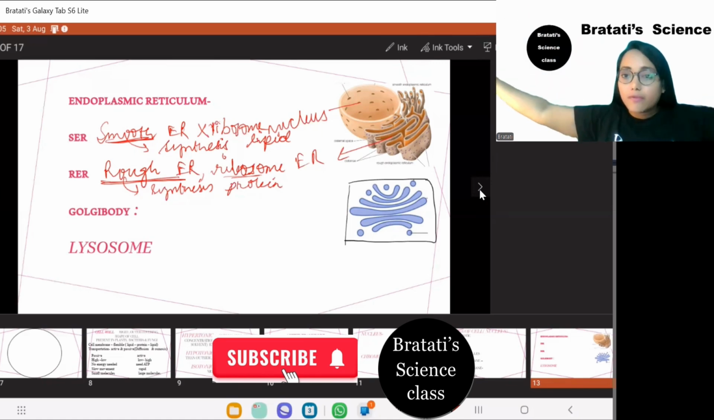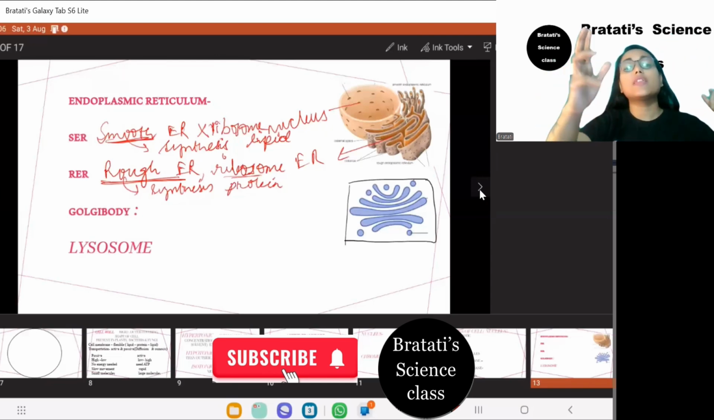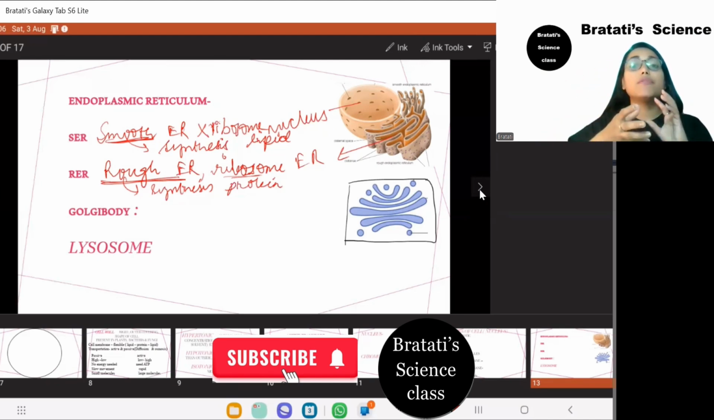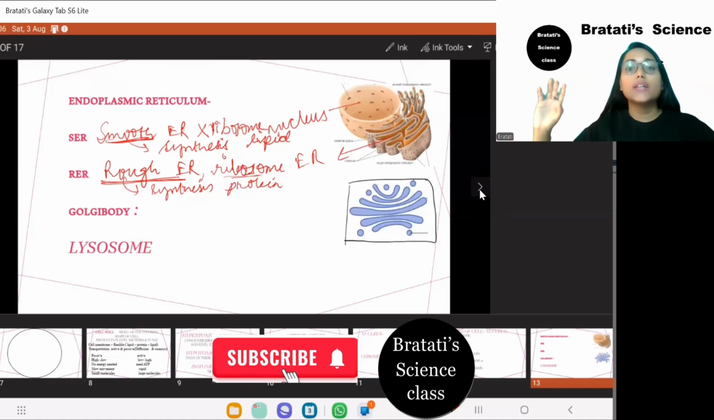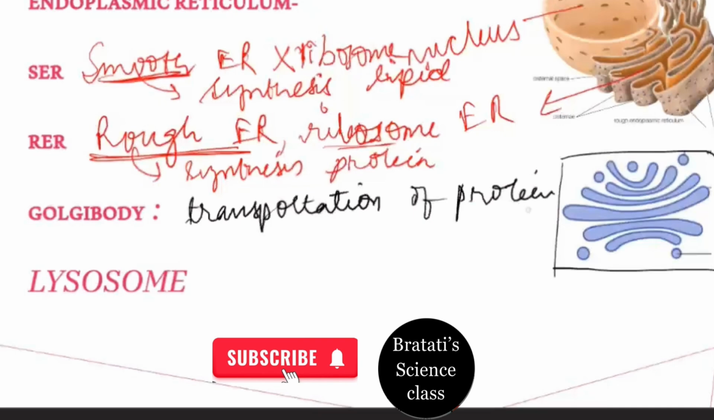So the Golgi body, once it gets the protein from the ER, the endoplasmic reticulum, modifies the protein to some extent with some folding. Once the protein is modified, they store it for some time. Then they start the packaging, and through the packaging, they transport it to the other organelles. So the main act of the Golgi body is the transportation of protein to different organelles. How they do it, I told you already.